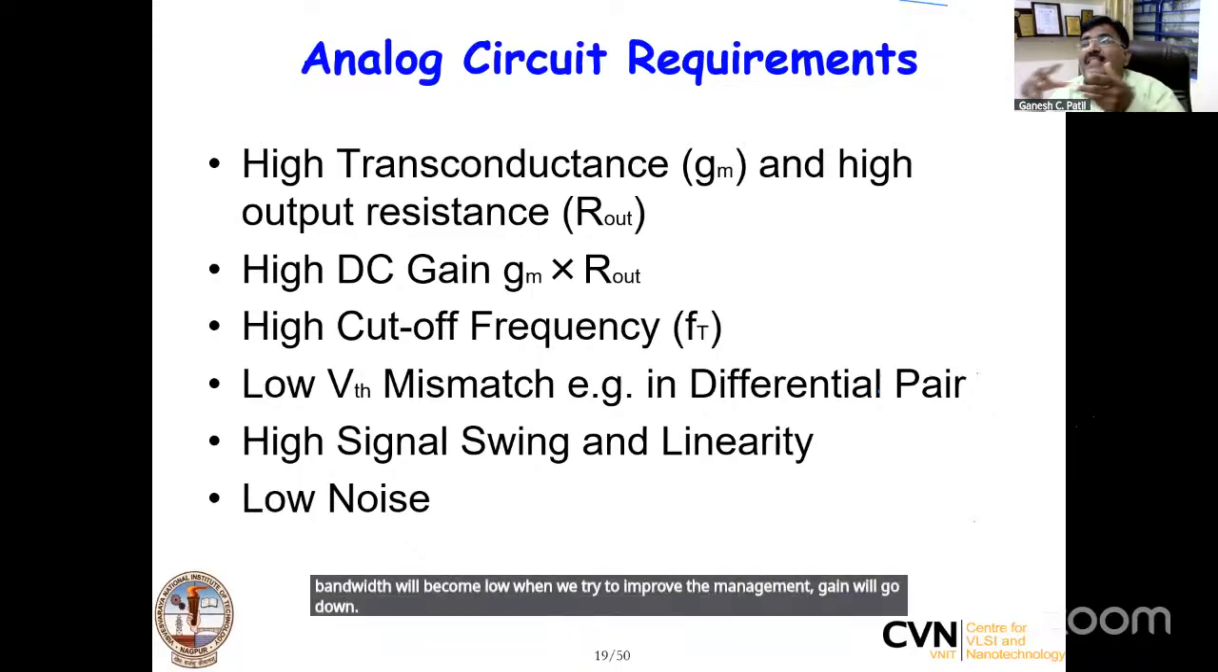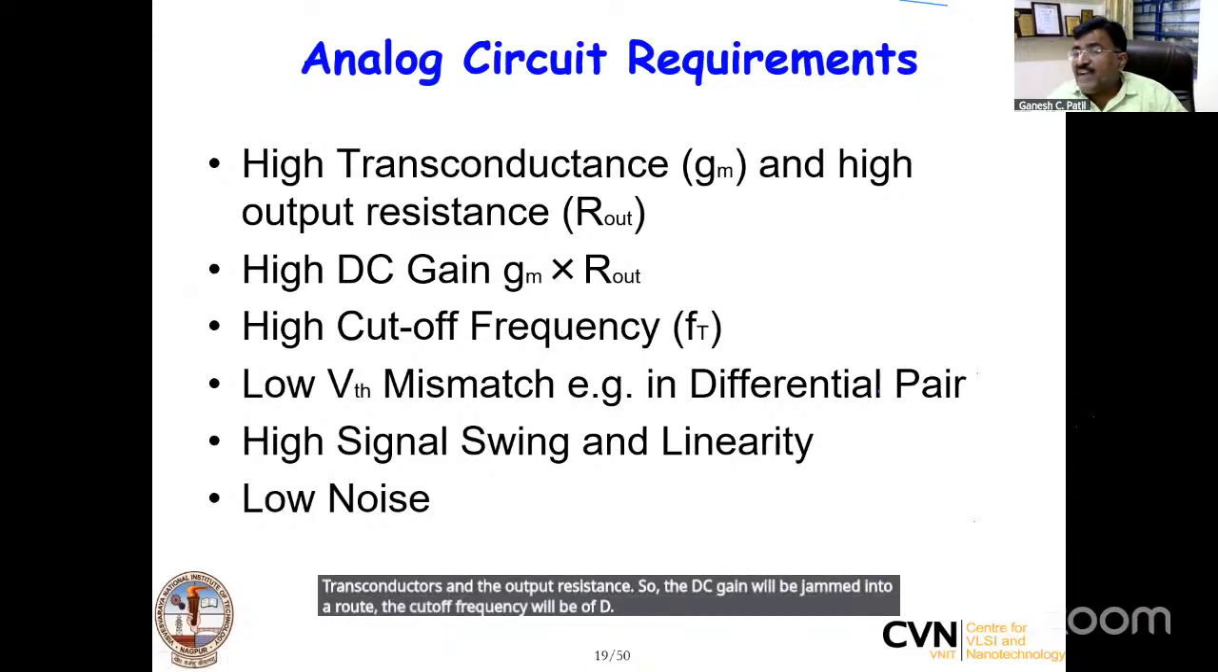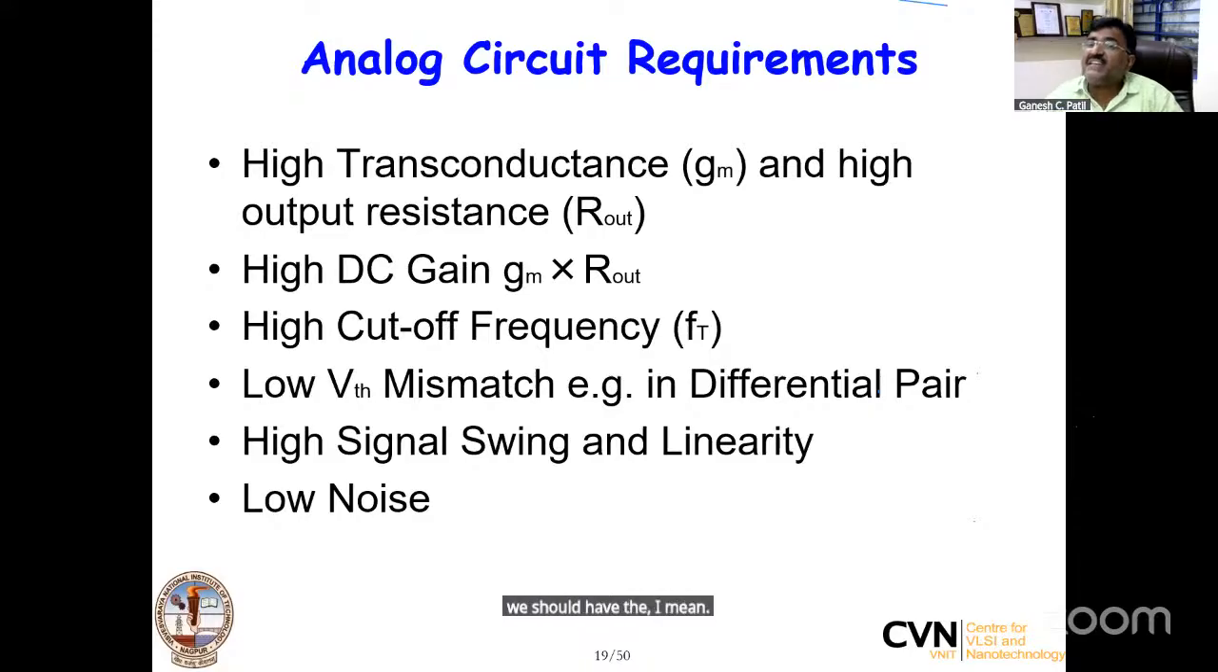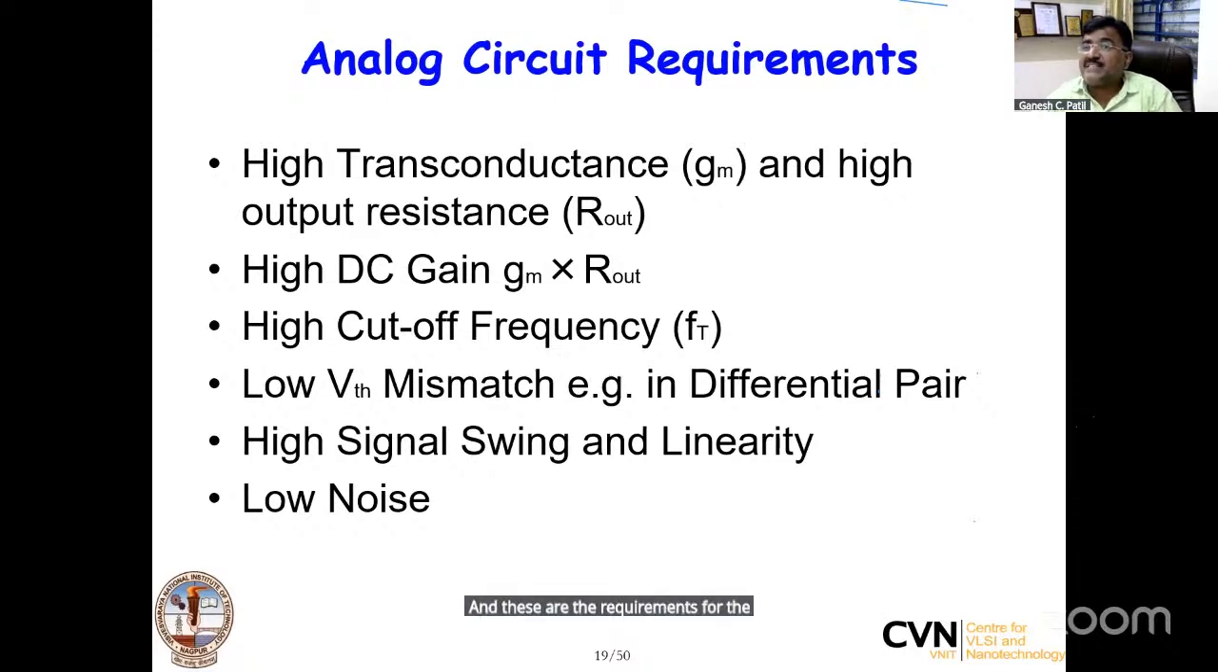And the gain and the bandwidth, particularly for the MOSFET, are related to the transconductance and the output resistance. So the DC gain would be Gm times R out. The cutoff frequency would be fT. We should have high signal swing, linearity, and low noise. These are again the challenges, and these are the requirements for analog circuits.